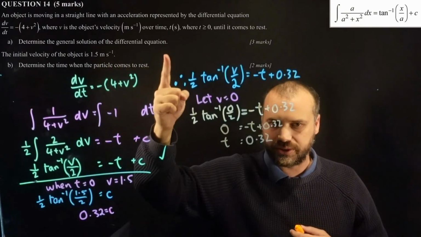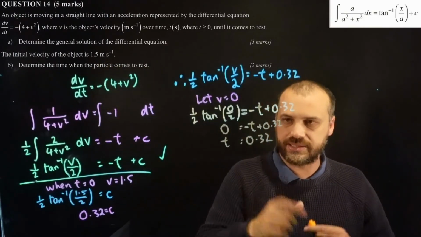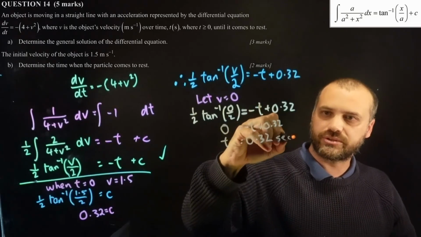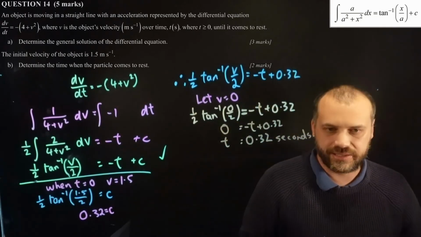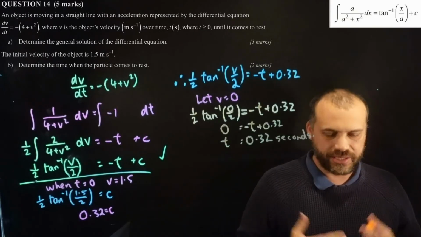What have we got? T in seconds, 0.32 seconds. That is when our particle is at rest.